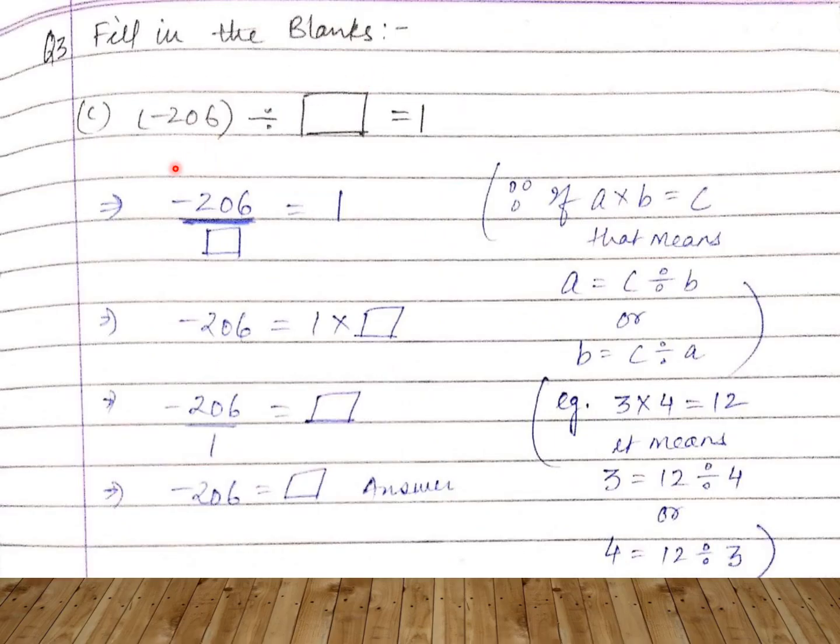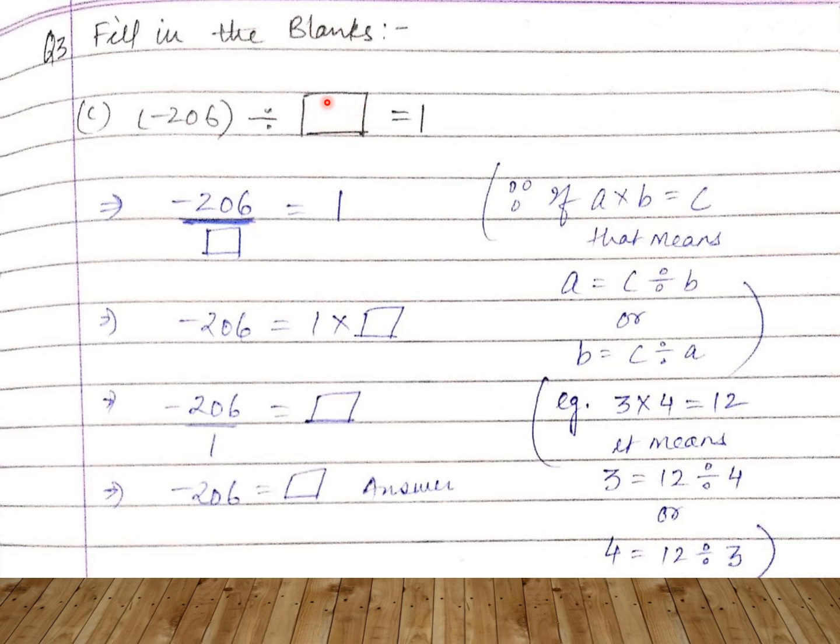Fill in the blanks. C part is minus 206 divided by some blank is equal to 1. We want to find this value such that this divided by this number should be equal to 1. We all know it should be equal to this number only, because some number divided by the same number is equal to 1. But still, I want to introduce a method which will help you in future questions. Here it was easy to predict the answer as minus 206. Still, we should be aware of the method to find the answer.